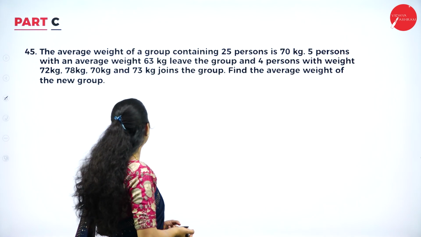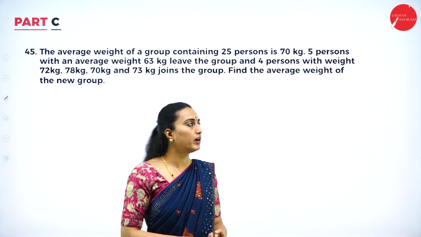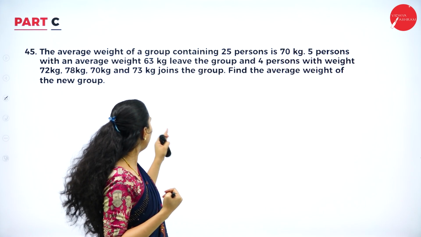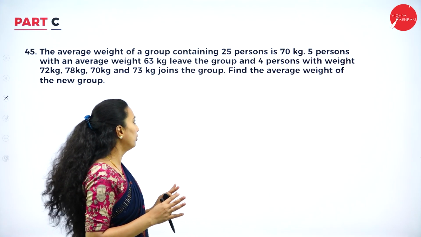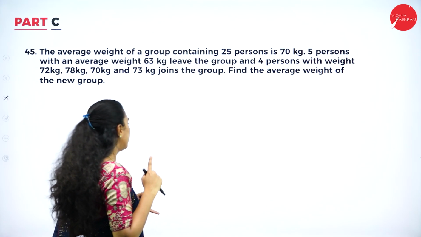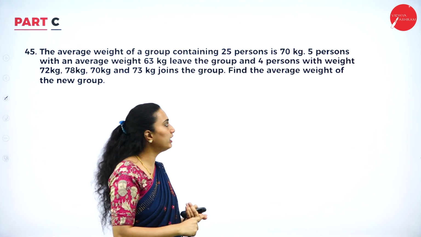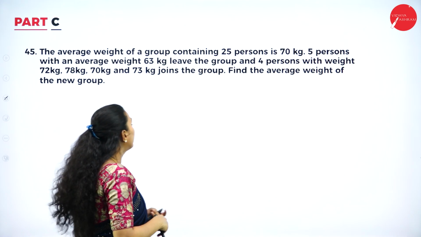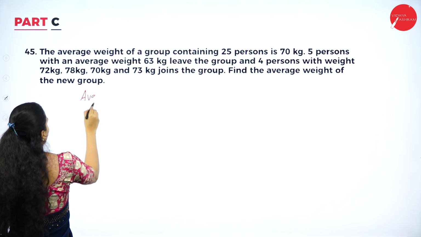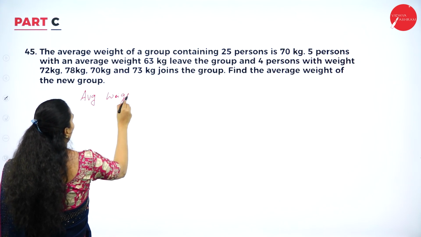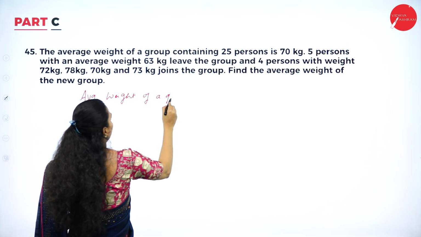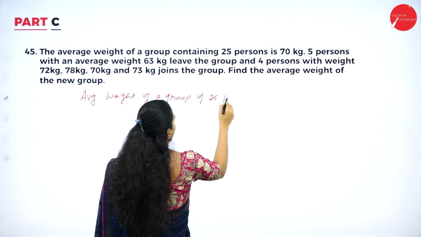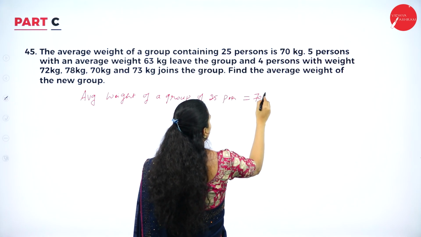We'll be moving on to the next one. What they've asked: the average weight of a group containing 25 members is 70 kg. 5 members with an average weight of 63 leave the group, and 4 members with weights of 72, 78, 70 and 73 kgs join the group. Find the average weight of the new group. The given condition: the average weight of a group of 25 is equal to 70 kg.